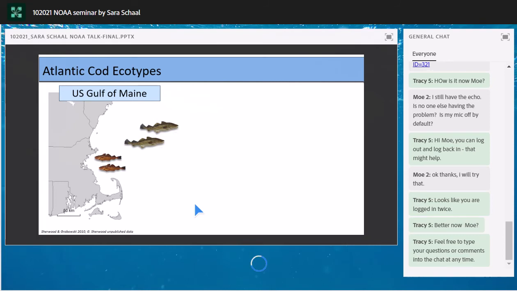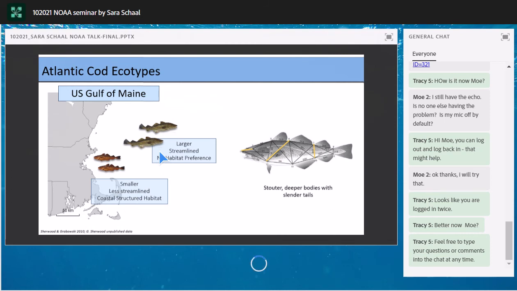And in the Gulf of Maine, it's a little bit more complex, where we have coastal cod that are red in their coloration, and we also have an offshore cod that is olive. So there's been a lot of work looking at these 2 color morphs, where their body shape tends to be less streamlined when they're coastal cod and live in coastal structured habitats. And the olive cod are more streamlined and have no habitat preference. So they have a stouter, deeper body in the coastal regions, and then more slender tails as well. And that's been work done by Graham Sherwood and John Grabowski.